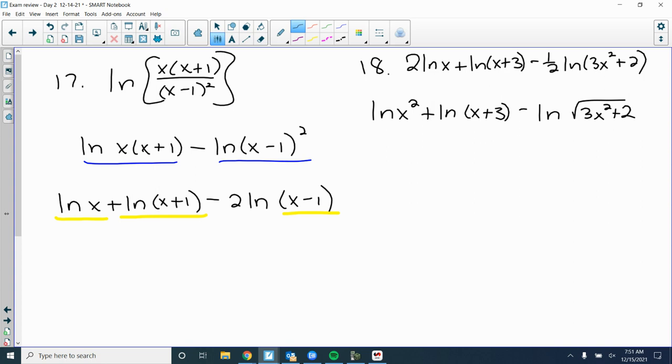Go left to right if there's just pluses and minuses. If you are adding, that becomes a product. Natural log x squared times x plus 3 minus natural log square root of 3x squared plus 2. All right, for all of this, you don't need to distribute. If you get a case where it'd be a FOIL, you don't need to do that. Just leave it as x squared times x plus 3. Okay, and then you're good there. Now, to finish it off, we're not done because we have to have a single ln. So there's a minus.